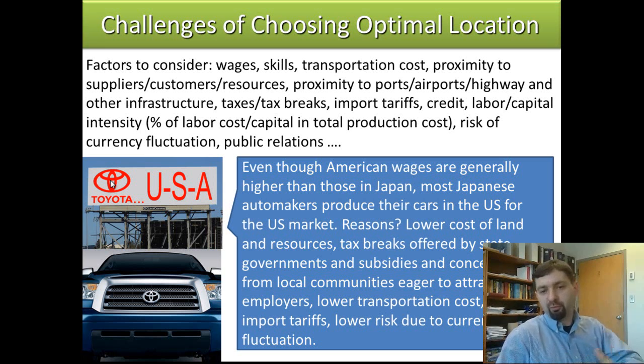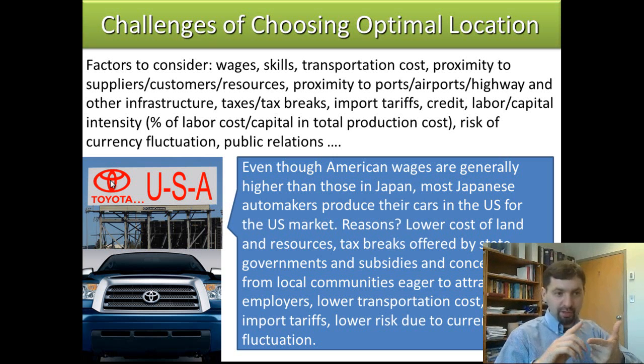Now, the same thing when you choose the location. There are so many factors that need to be considered, and when you go international, the number of factors only increases, which makes the decision on where exactly you want to make a product even more challenging.